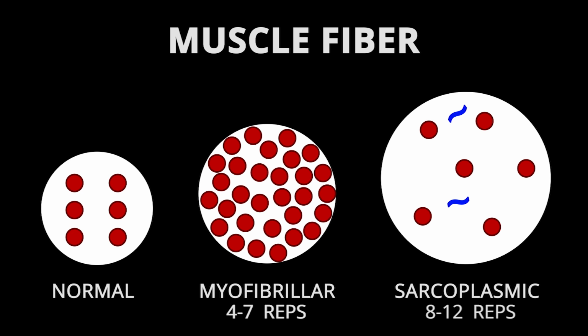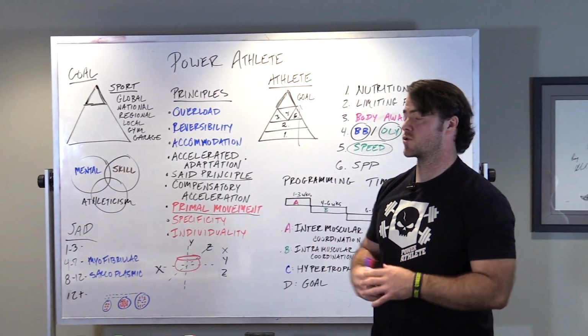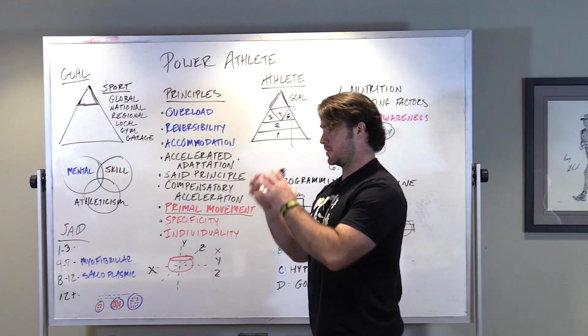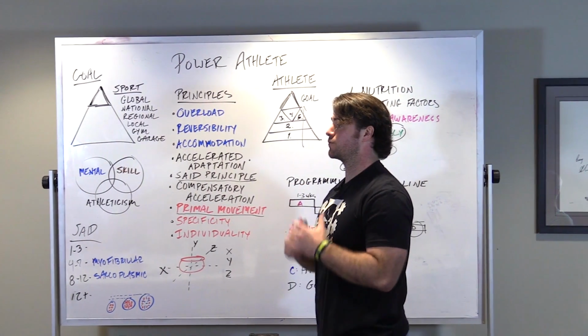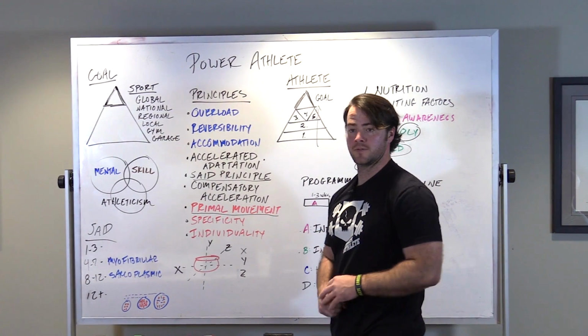Then we have our sarcoplasmic. So if my program is focused on 4 sets of 8 to 12 reps, some of you have done a bodybuilding program, this is what it's going to look like. I didn't stress the athlete to develop any cross-sectional area. What I did stress it to do is enhance the size of the sarcoplasm. That's the sac that holds the muscle. So the fluid within that will increase, but it's not functional tissue.